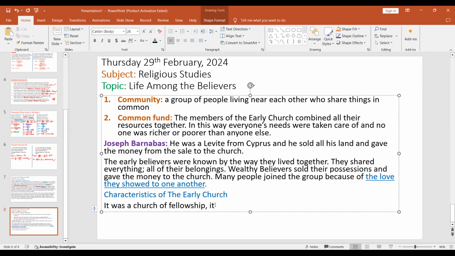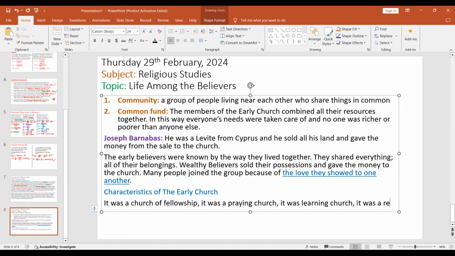It was a praying church. It was a learning church. So they were reading their Bibles. They were trying to seek out more information. It was a learning church. It was a reverent church.